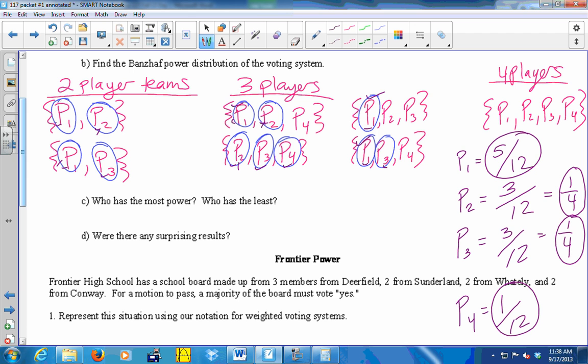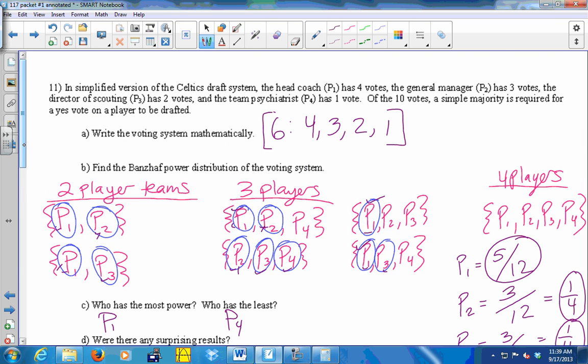Okay, who has the most power? Player 1. Who has the least? Player 4. Were there any surprising results? 2 and 3 have the same amount of power. Who were 2 and 3 again? Let's go back to the GM and the director of scouting actually have equal power, even though we gave them different numbers of votes.